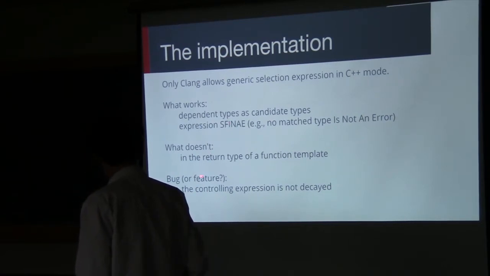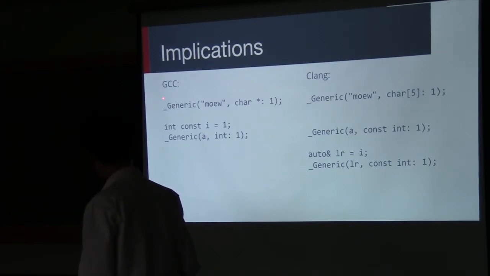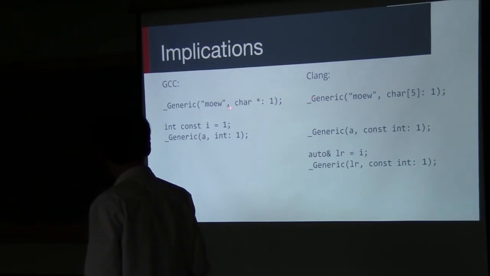The last thing is important. Why I say Clang implements this wrong is because the controlling expression is not decayed. So here's the effect. In GCC, you can use char star to filter on a string literal, but you cannot use an array type to filter on it. So what I listed here is this thing only works in GCC, and this thing doesn't work in GCC, and vice versa.